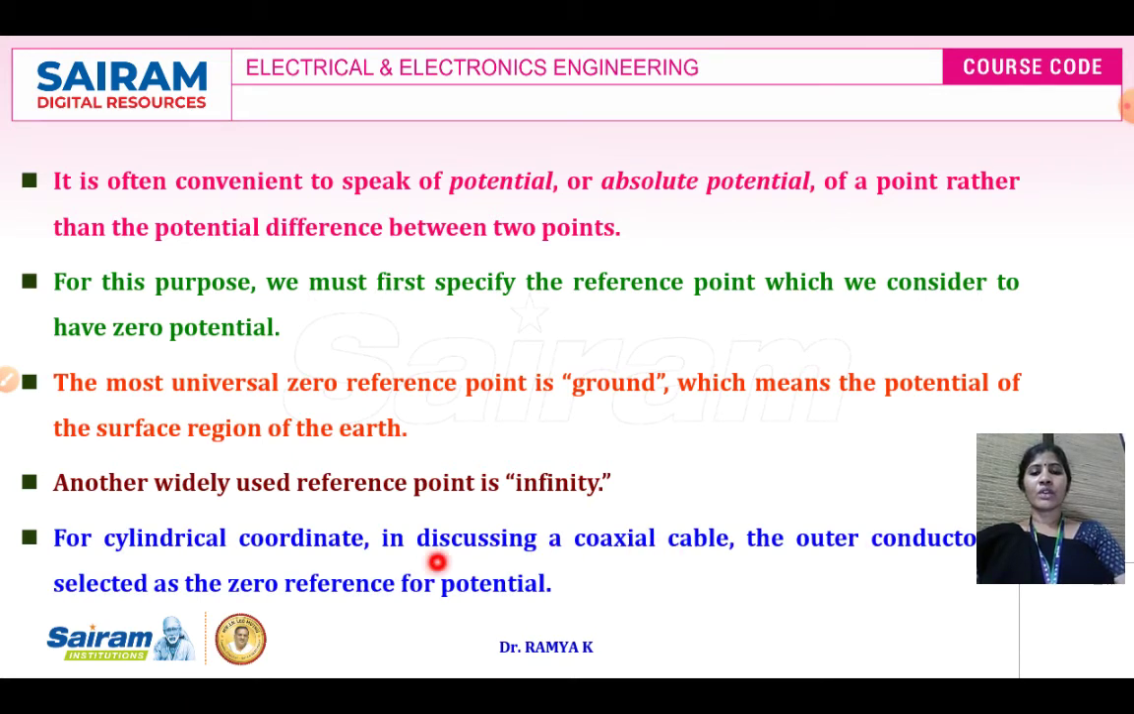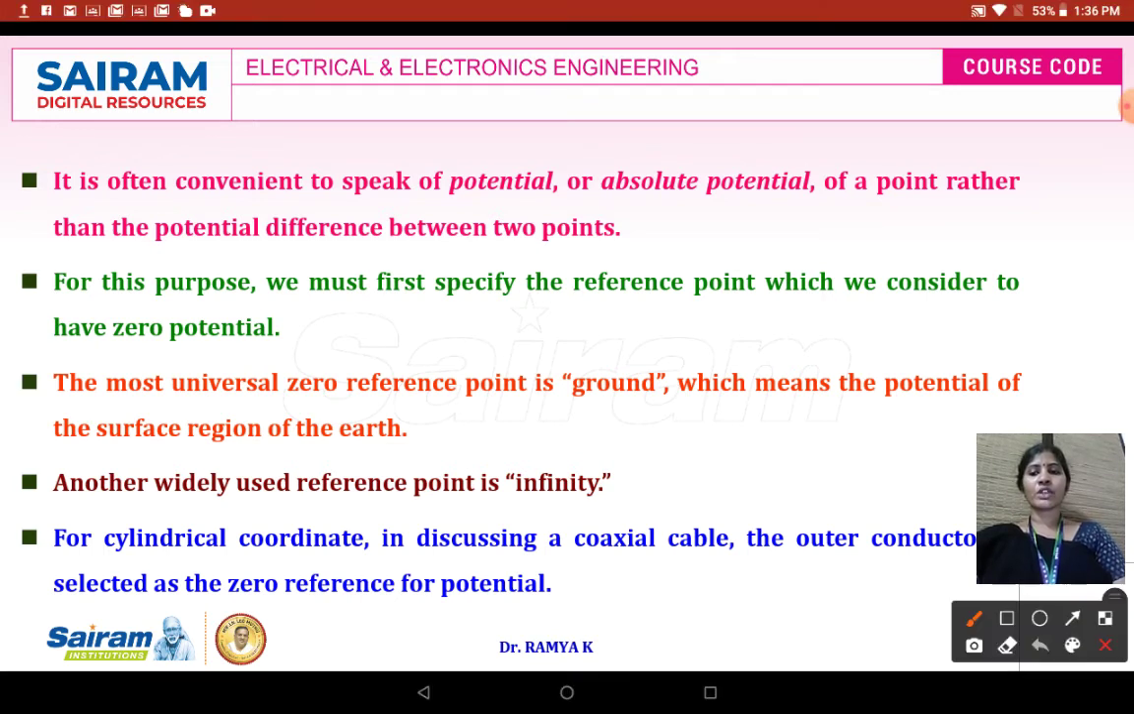For a cylindrical coordinate system, in discussing a coaxial cable, the outer conductor is selected as the zero reference. Here, whatever potential we wanted to apply, one reference potential needs to be taken. This is going to be your coaxial cable. If you are considering the outer surface to be at zero potential, the inner potential will be at V volt.